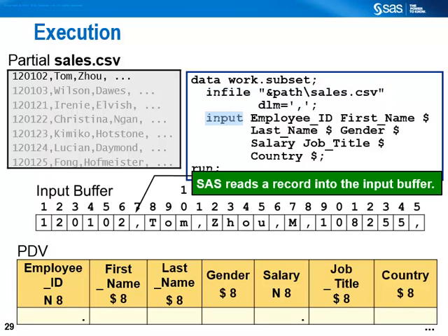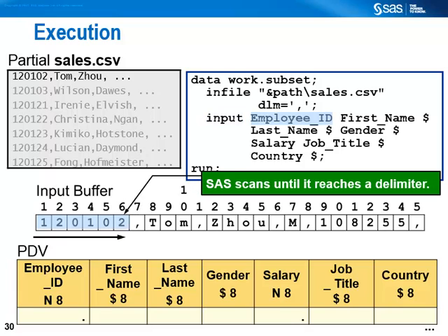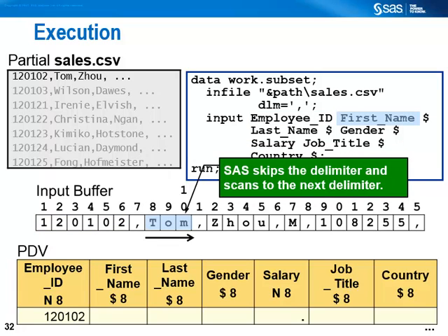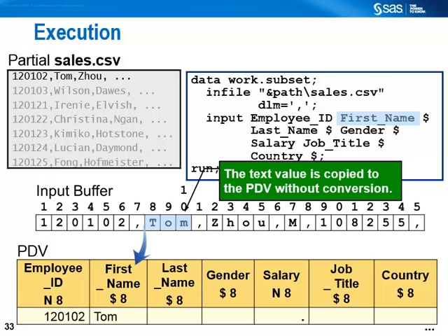After that, SAS reads a record into the input buffer. SAS reads from non-delimiter to delimiter and assigns the data value to the corresponding variable in the program data vector. The value is converted from text to a floating point numeric value and copied to the PDV. It skips over the delimiter and begins at the next non-delimiter, again reading until it hits a delimiter. The text value is copied to the PDV without conversion.